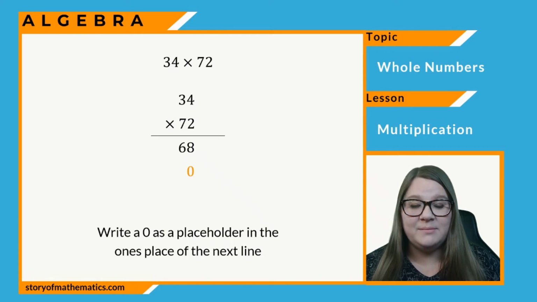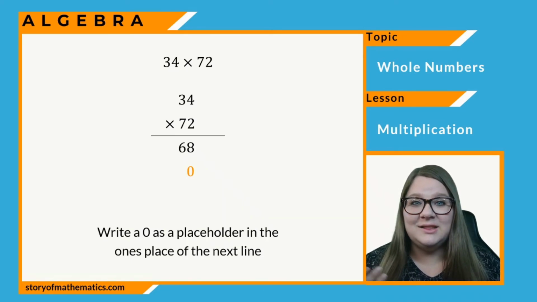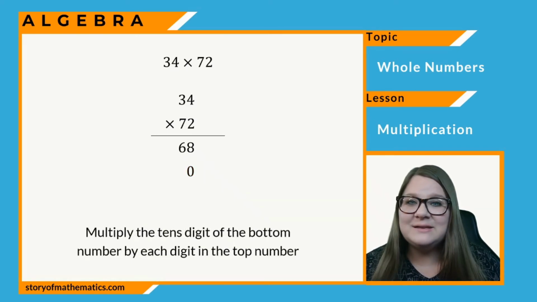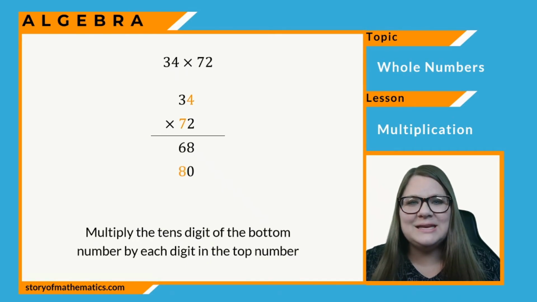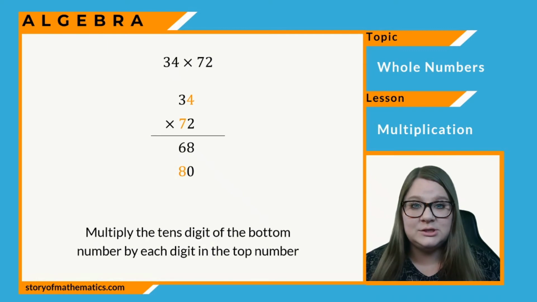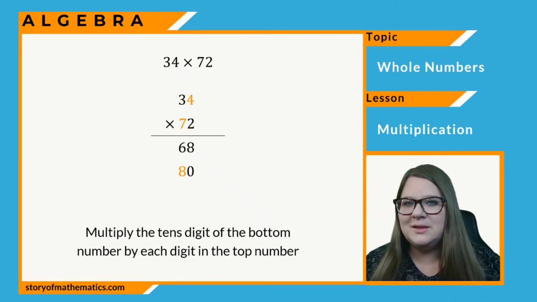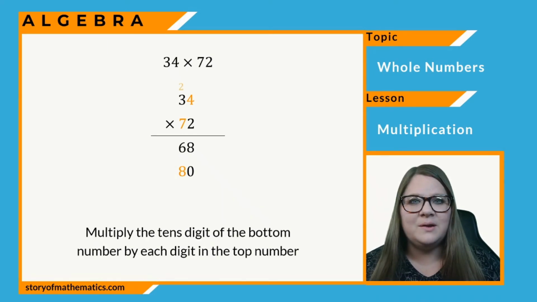And I'm going to now be able to multiply the tens digit, or the 7, by each digit in the top number 34. So I'll start with 7 times 4. Now, 7 times 4 is 28. So I write down my 8, but then I also have to carry the 2. Anytime you have two digits after you've multiplied, you carry the next number over. So you'll notice that I'm going to write it really little on top of my 3.